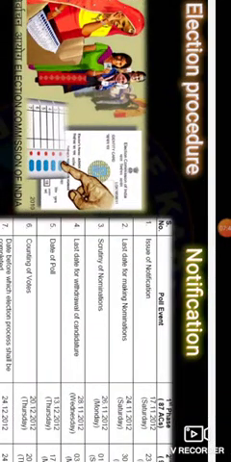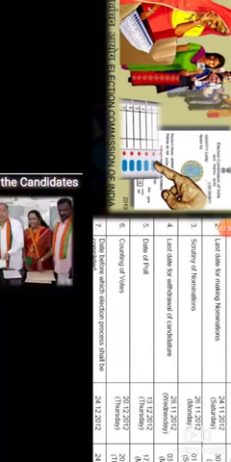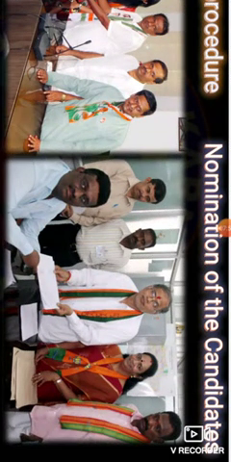And then next, nomination of the candidate. The candidates who wish to contest the election must fulfill certain conditions and fill in their nomination paper before the authority appointed for this purpose. The candidate must deposit a certain amount of money, that is the security deposit, along with the nomination paper.